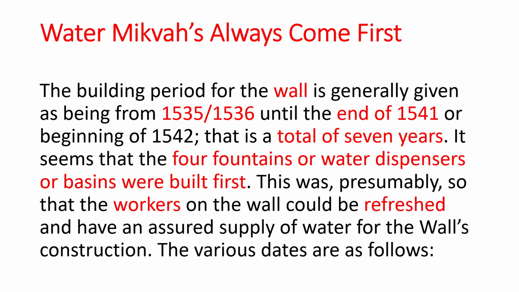The building period for the wall was generally given as being between 1535-1536 until the end of 1541 or beginning of 1542, but it's a total of 7 years. And it seems that the 4 fountains or water dispensers or basins were built first. So it always is the case that the water is found first. And we'll show you that in 1867 too. This was presumably so that the workers of the wall could be refreshed and have an assured supply of water for the wall's construction. The various dates are as follows.